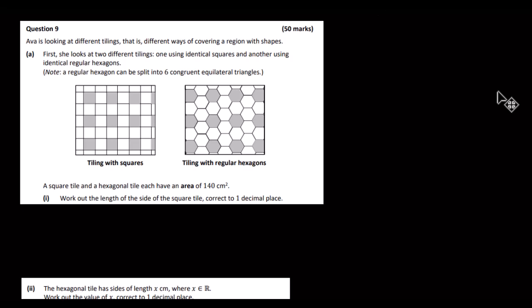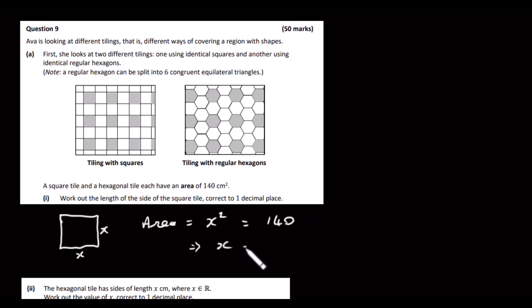Now a square tile and a hexagonal tile each have an area of 140 centimeters squared. Work out the length of the side of the square tile correct to 1 decimal place. So that's fairly straightforward. If you have a tile that's square and each side is x, the area is equal to x times x, and that's just going to be equal to 140 centimeters squared. So x is the square root of 140. It says give your answer correct to 1 decimal place, so that's just going to be 11.8 centimeters.